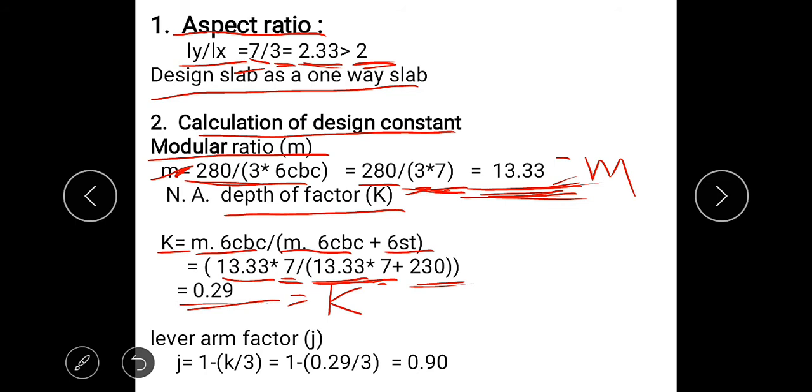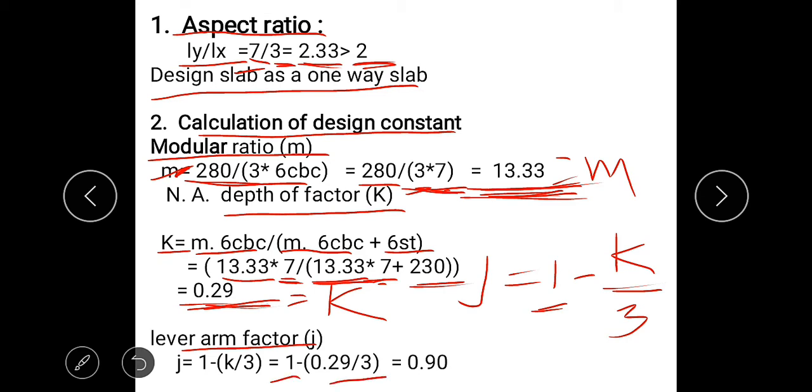The third constant is the lever arm factor j. The formula is 1 minus k by 3. Here we found k is 0.29, so 1 minus 0.29 by 3. The answer is 0.90. The j value is 0.90.